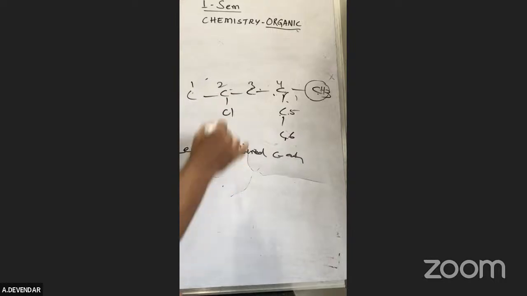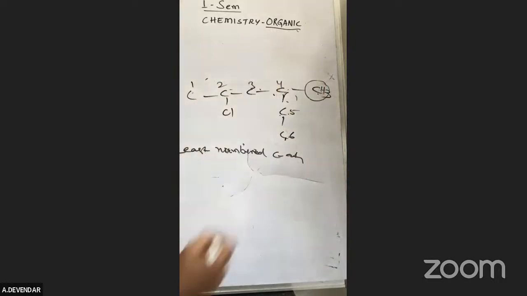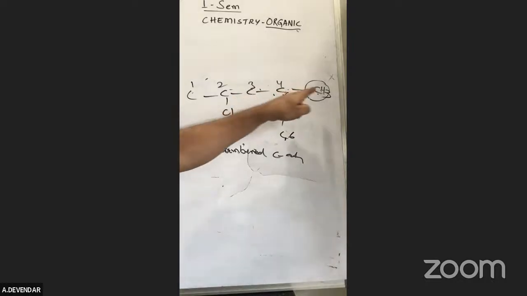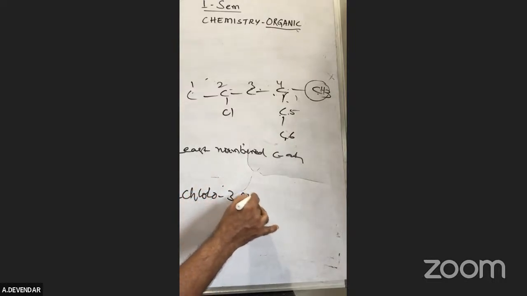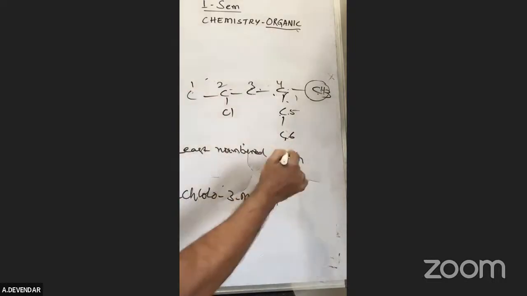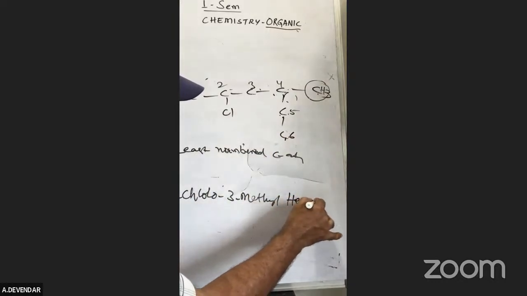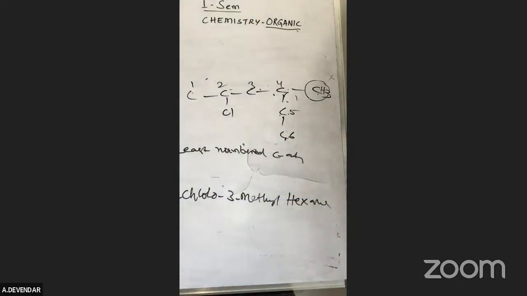On this, the second carbon has chloro and the third has the methyl group. According to alphabetical order, which comes first, C or M? C comes first. So 2-chloro, 3-methylhexane. This is the third rule: if more than one substituent is present, write the substituents according to alphabetical order, as in a dictionary.